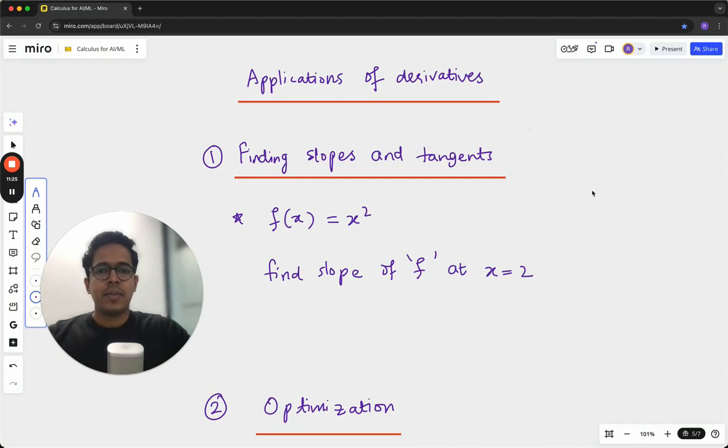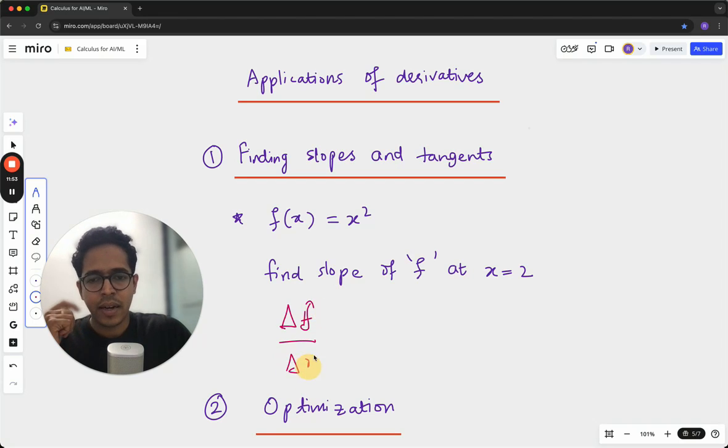And then we can wind up the lecture with a very simple numerical example. I'm sure the lecture has been too easy for you this time, but don't worry, I'll make it a bit more difficult from the next lecture onwards. But let's calculate this slope of f at x equal to 2. Slope is nothing but rate of change of f with respect to rate of change of the independent variable. So rate of change of f is delta f divided by delta x.